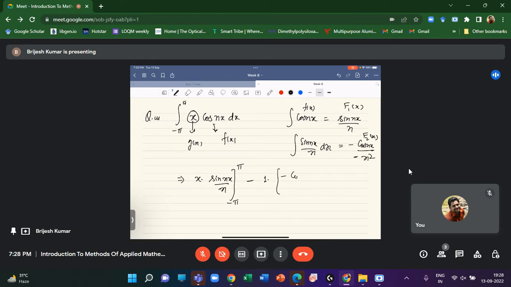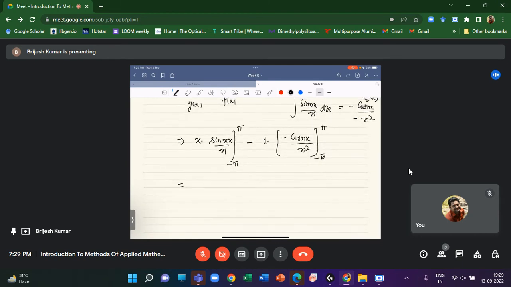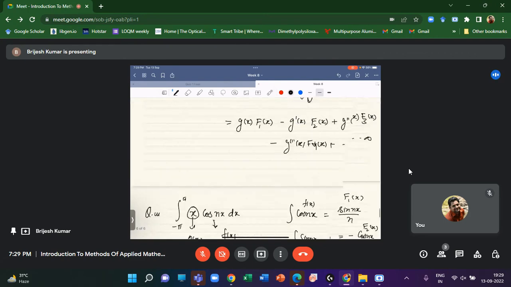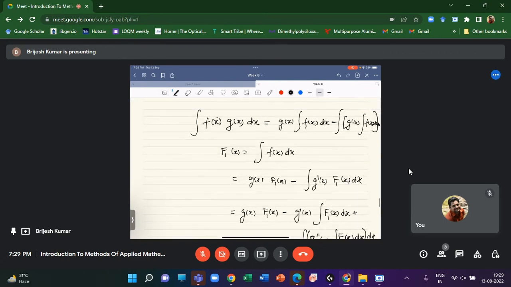So it will be minus cos nx upon n square from minus pi to pi. Sine n pi will be 0, sine minus n pi will also be 0. So this term will go to 0, minus minus plus, and cos n pi minus cos minus n pi, so this will again be 0. So this is just the use of this canonical method.